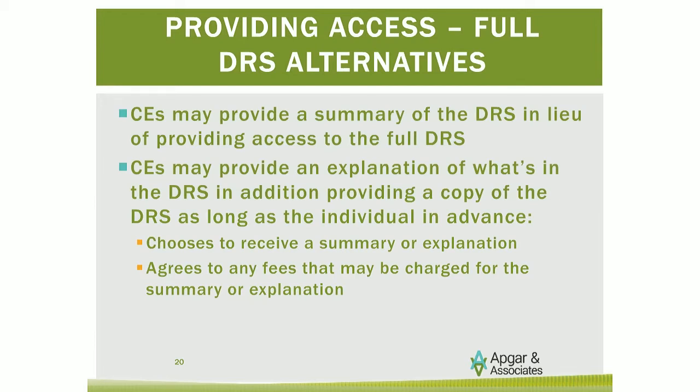Now, when you're providing access, one of the things that you can do instead of providing them a full copy of their designated record set is you could provide them a summary of the designated record set in lieu of providing access to the full designated record set. And that's something, just as with obtaining a copy of a designated record set, if there are costs associated, you need to communicate that up front, whether they're getting a full copy, whether it's only a summary.